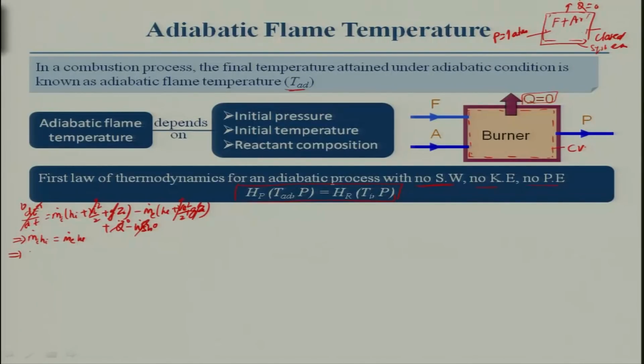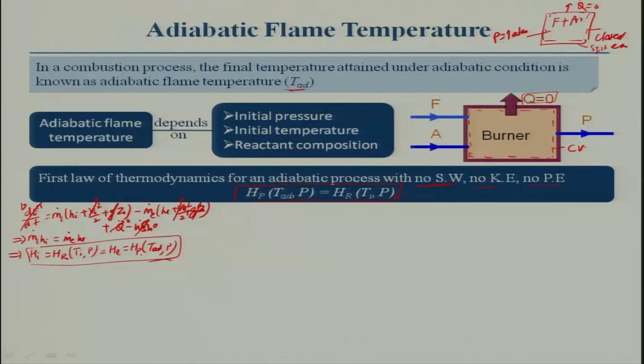M dot Hi is nothing but Hi is equal to H reactant, right, yes or no, which is basically Ti, it depends upon pressure, is equal to m dot E He. He is nothing but what? He is nothing but your product, which is adiabatic and pressure, right. Are you getting? It is very simple, right.